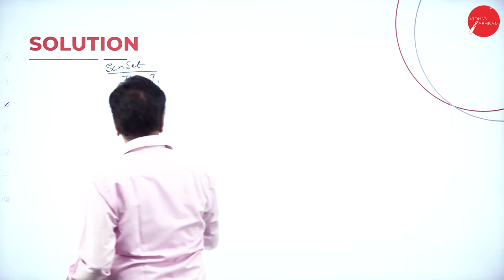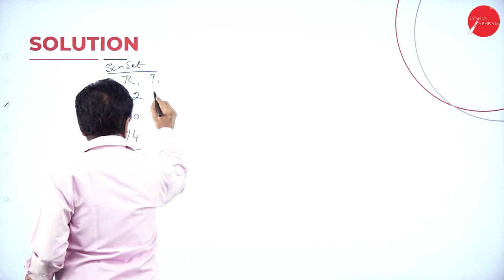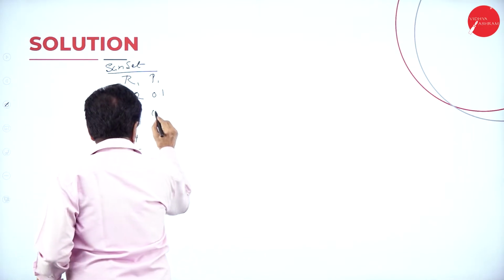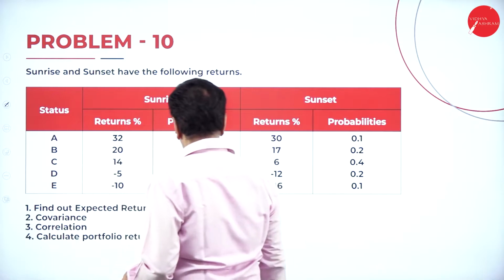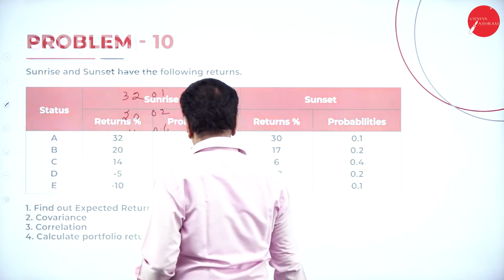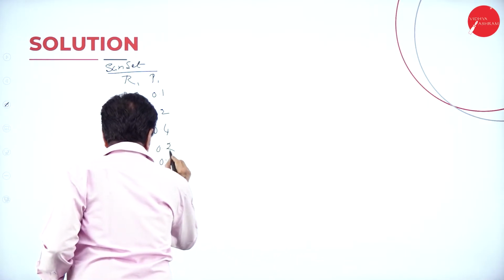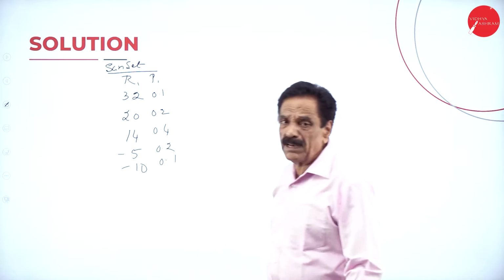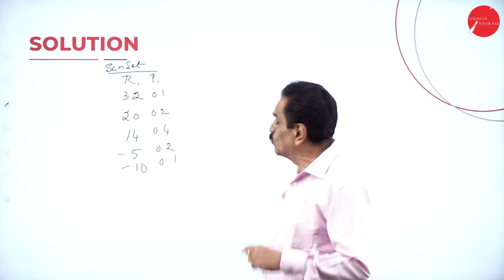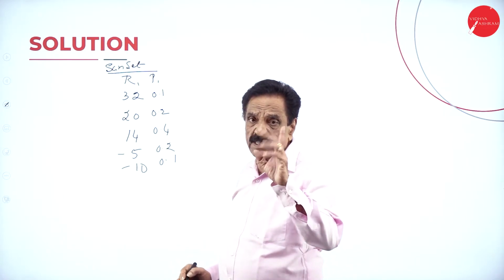Write the probability. What are the probabilities? 0.1, 0.2, 0.4, 0.2, 0.1. So in the examination, now you look, when you add the probabilities, it should be equal to 1. 1 plus 2, 3, 4, 9, 10 means it is equal to 1.